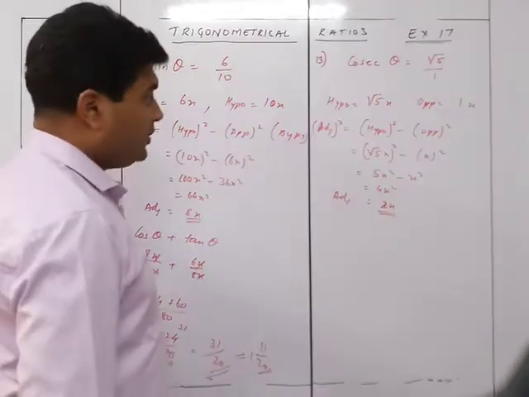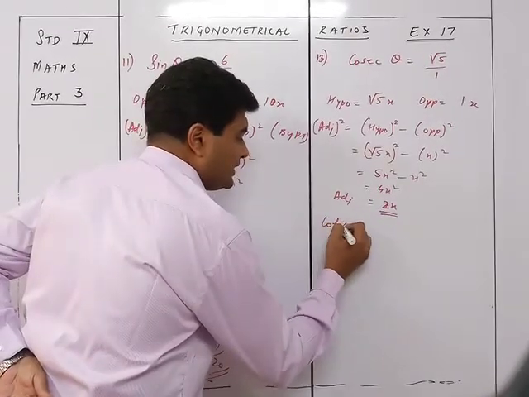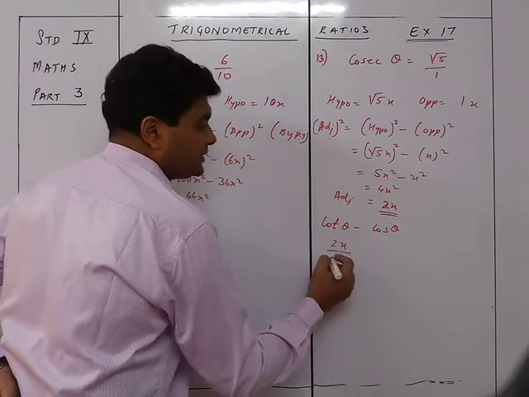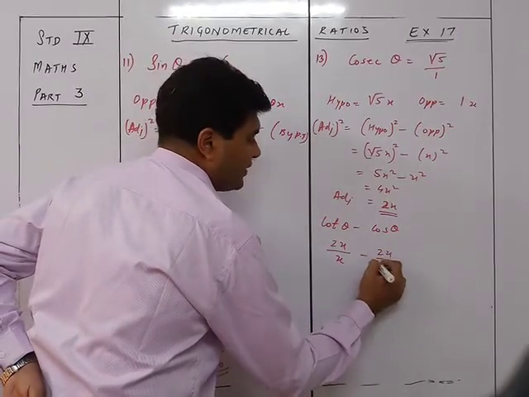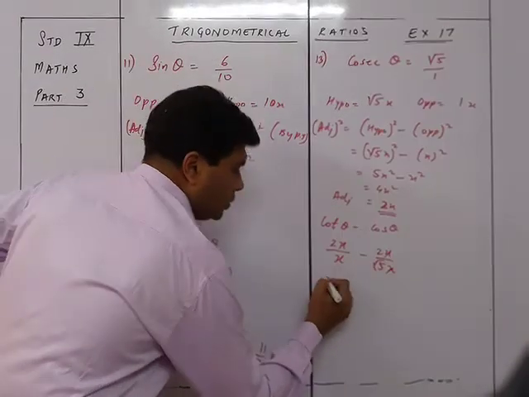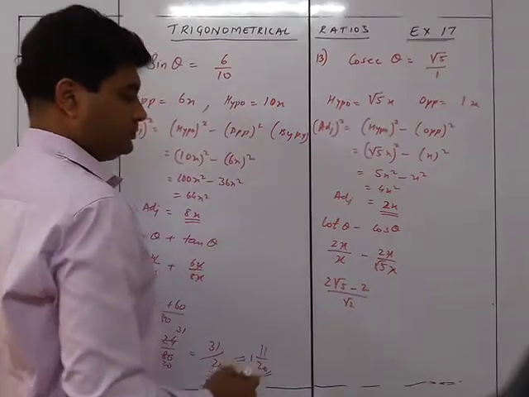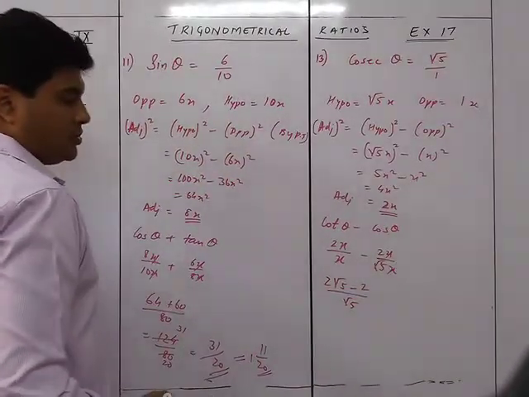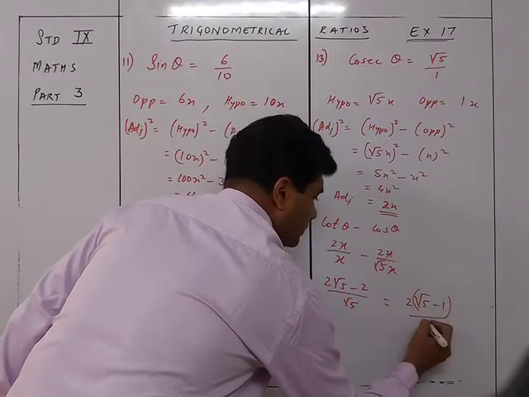Now we need to find out the value of cot theta minus cos theta. Cot theta is 2x upon x, minus cos theta, which is 2x upon root 5x. x gets cancelled, so it is nothing but 2 minus 2 upon root 5. So this can be written as 2 minus 2 root 5 upon 5.